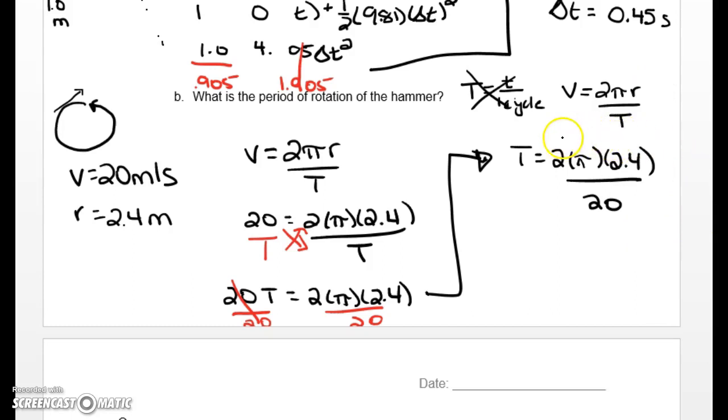So if you plug it into your calculator, go 2 times pi times 2.4, and then all divided by 20, we will get, rounded here, 0.7540. And then accounting for sig figs, we had 2 sig figs in both of our values, so our answer is going to have 2 sig figs as well. So our time is 0.75. And if you're not sure about your units, this is your period, but here we look at our speed, which was given in meters per second, so our units here will be seconds.